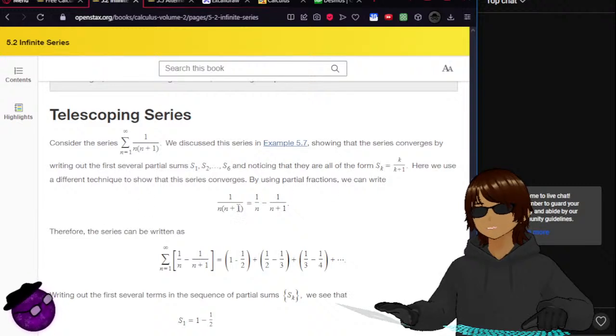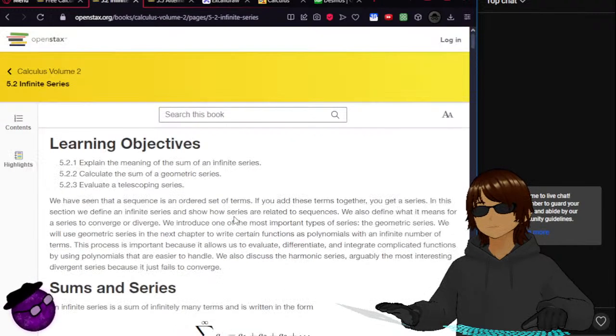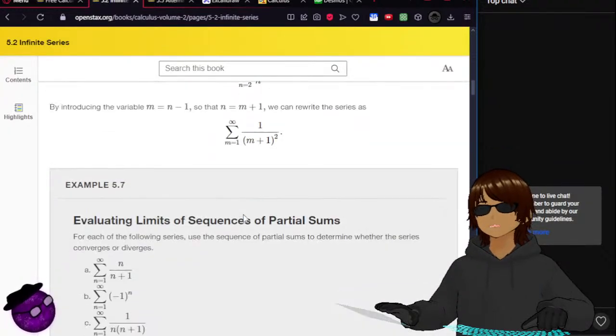By using partial fractions. Oh yeah, so they want to check if this series converges or not. They rewrote this into 1 over n minus 1 over n plus 1, and then they're summing this. But then they're left with 1 minus half, and then half minus 1 over 3, and then 1 over 3 minus 1 over 4. But the thing is, the half and half cancel out, 1 over 3 cancel out, 1 over 4 cancel out, and so on. So you're just left with 1. Since it goes to infinity, only 1 remains.